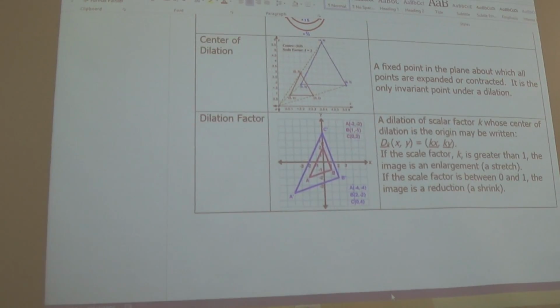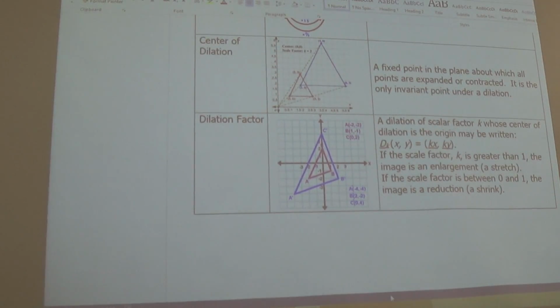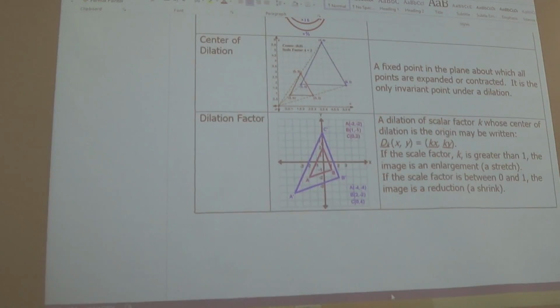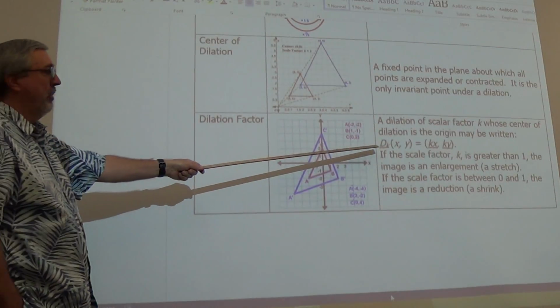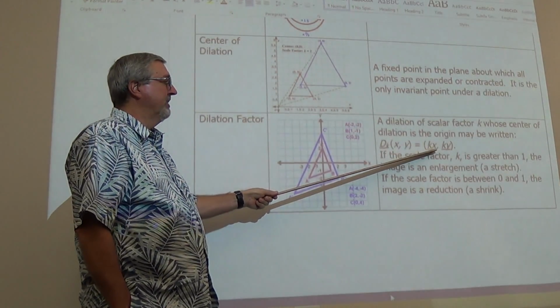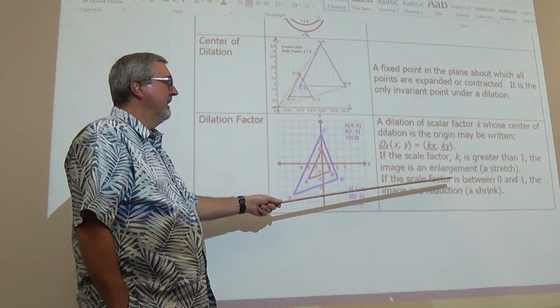Dilation factor. So a dilation of scalar factor K. So when they talk about K, they're talking about a scale factor. What's a scale factor? What do you think that would be? Scalar factor. Well, maybe you couldn't figure it out by that. A dilation whose center of dilation is the origin may be written as this, okay? Multiplying X times K, and then Y times K to increase the scale.